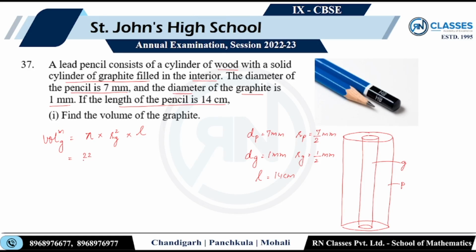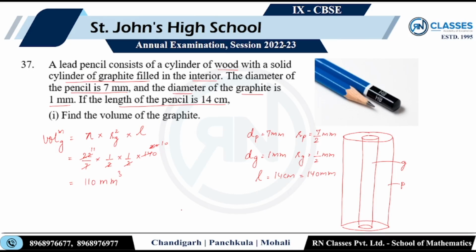This comes out to be 22 by 7. Radius of graphite, which is 1 by 2 into 1 by 2 into length, which is so 7 2s are 2 2 यहाँ पे गया, ये यहाँ पे आ गया. That goes to be 11 और ये 140 होना चाहिए. 14 centimeter is nothing but 140, right? तो यहाँ पे actually 20 होना चाहिए. ठीक है. So this comes out to be 10 last में, right? So this comes out to be 110.